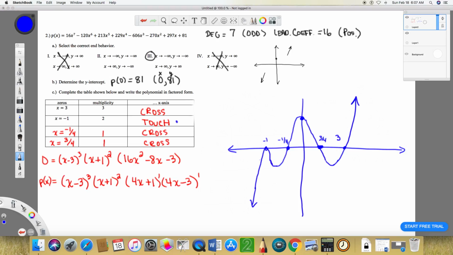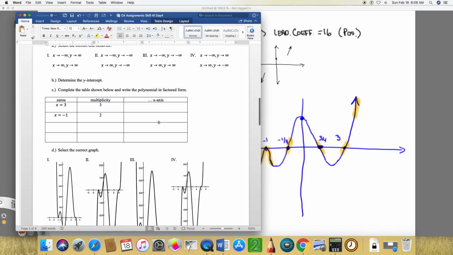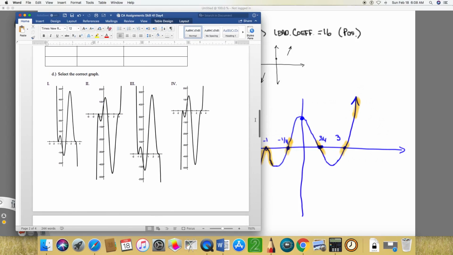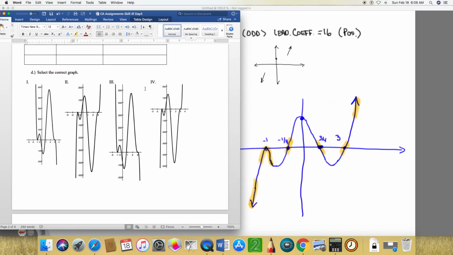So we're going to probably be able to eliminate some of them simply based on the end behavior. And then we're going to look for that one that's a touch, and the other ones have to be crosses when we look at this. So let's see if I have this. Yeah, there we go. All right, so it's going up to the right, which rules out number 3. So it's either 1, 2, or 4 just based on that.